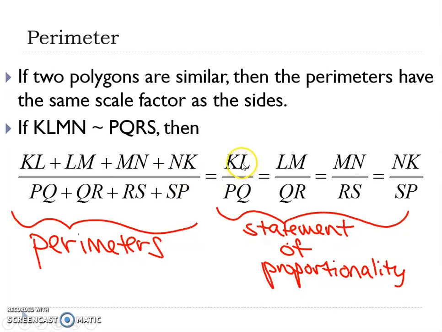So if you write the corresponding sides, they're going to have the same scale factor. If you put the perimeter of this quadrilateral to the perimeter of this, they're going to have the same scale factor. So this section right here are the perimeters. Scale factors the same, they're proportional, same ratio. Or if you just choose corresponding sides, they're going to be the same ratio.